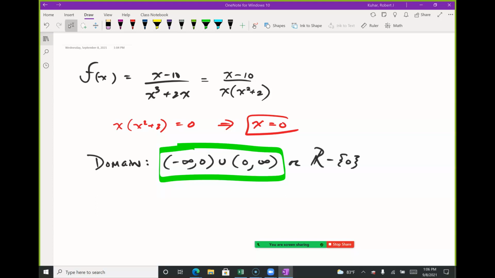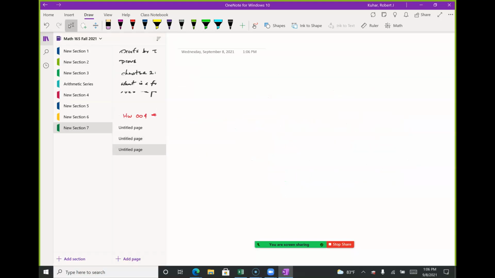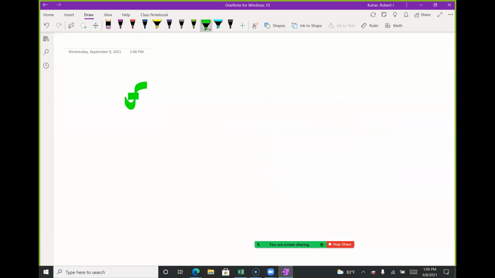Let's do one more, and then we'll move on to the next section. So another domain problem. Let's say f of x is equal to the square root of x squared minus 2x minus 8.